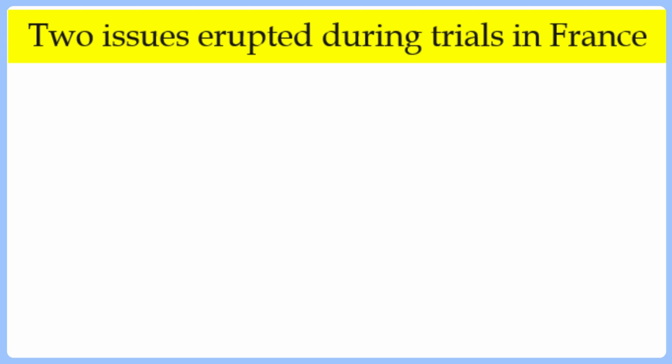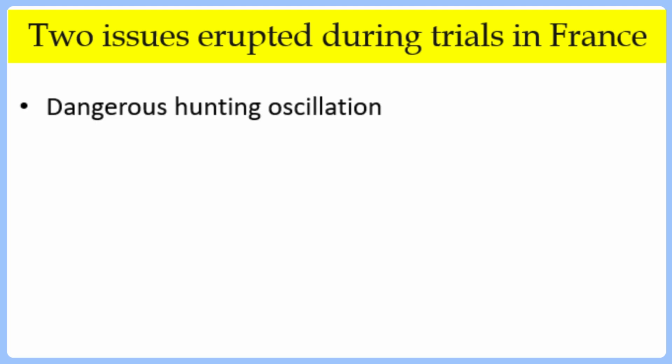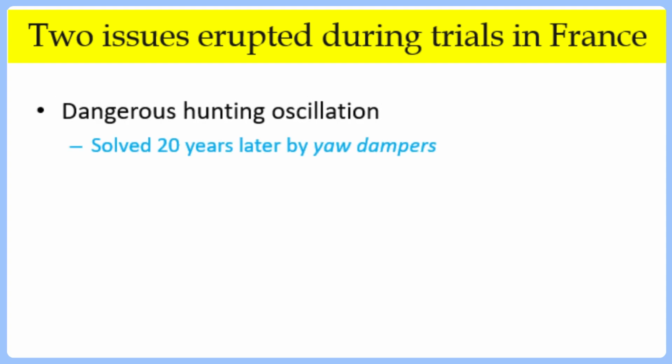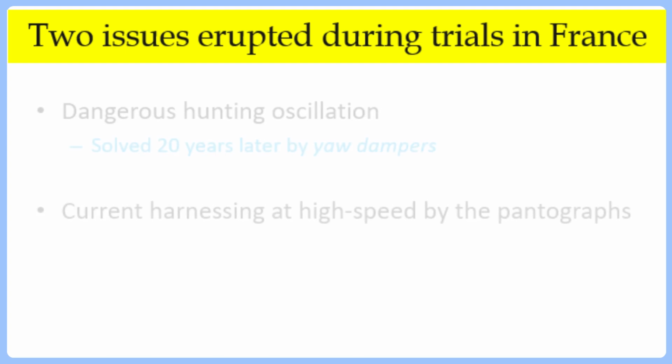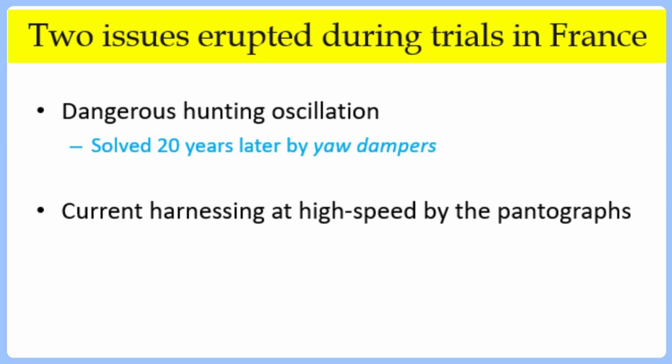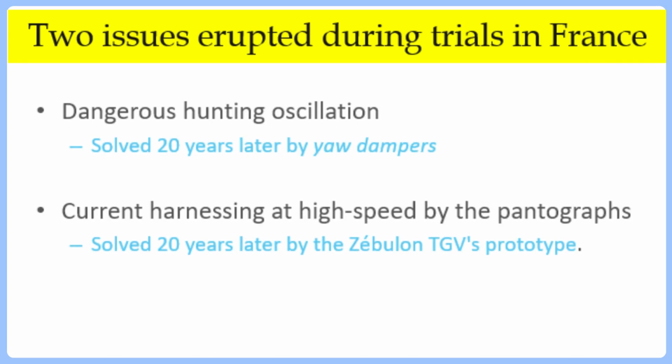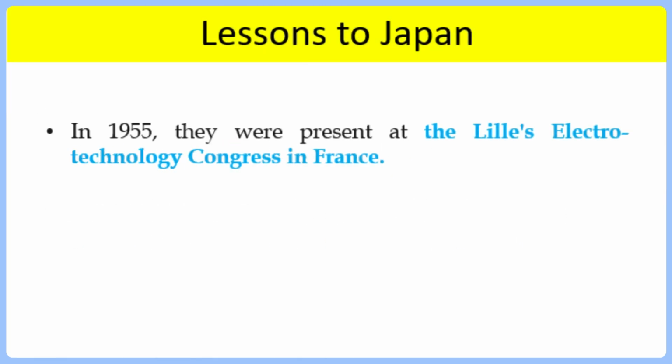During the high-speed trials, dangerous hunting oscillation, the swaying of the bogies, which leads to dynamic instability and potential derailment, was discovered. This problem was solved by France 20 years later by using yaw dampers, which enabled safe running at high speeds today. The other issue was of current harnessing at high speed by the pantographs, which was also solved 20 years later by the Zébulon TGV prototype, which was the first trial TGV.